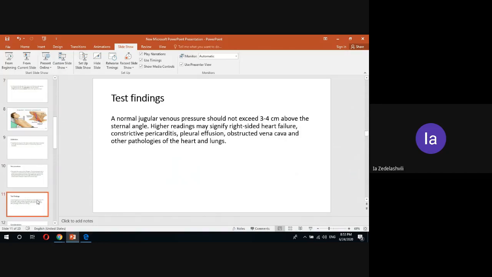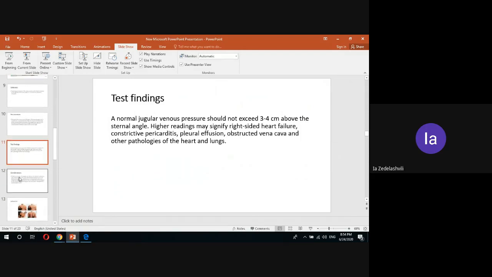Test findings: a normal jugular venous pressure should not exceed 3-4 cm above the sternal angle. A higher reading may signify right side heart failure, constrictive pericarditis, pleural effusion, obstructed vena cava, and other pathologies of the heart and lung. Understand here how important it is.